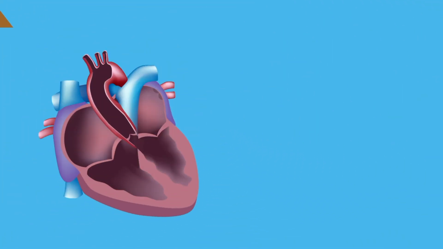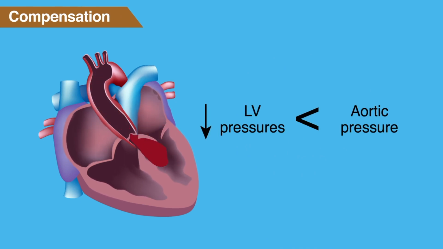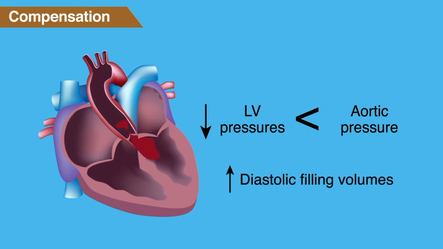In diastole, the left ventricle relaxes and left ventricular pressures fall. As left ventricular pressures fall below aortic pressure, the leaky valves in patients with aortic regurgitation will allow blood to flow back or regurgitate from the aorta into the left ventricle. This regurgitant volume forces the left ventricle to cope with much higher diastolic filling volumes than normal and imposes a volume load on the left ventricle.